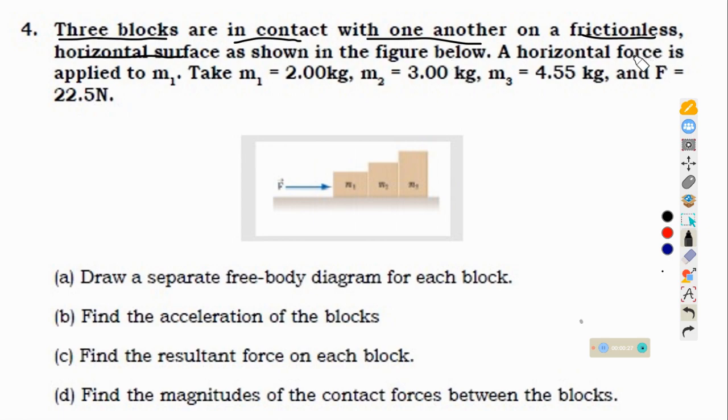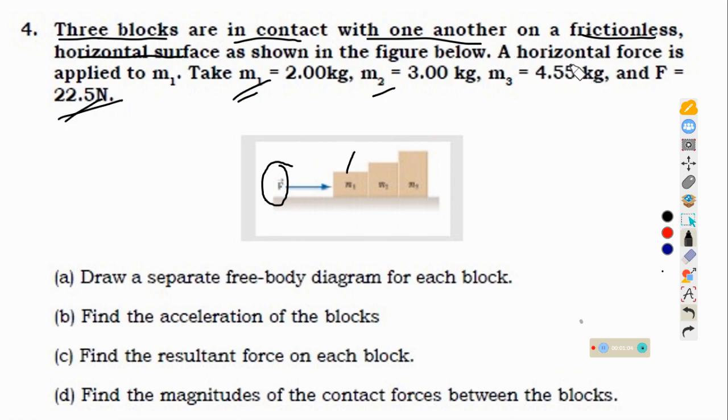A horizontal force F is applied from the left side on the blocks. So directly it is in contact with the M1 block, so indirectly it is also applying force on M2 and M3. They have given M1 mass 2 kg, M2 3 kg and M3 4.55 kg, and the applied force F is 22.5 newtons.